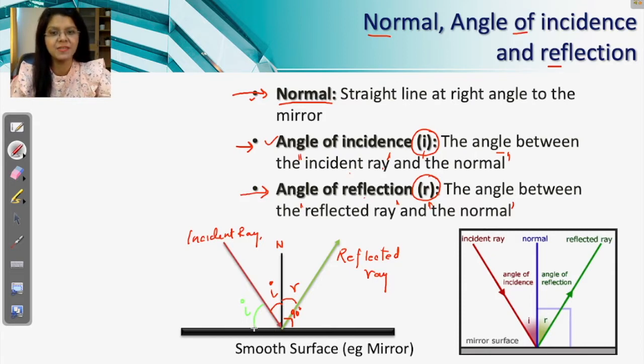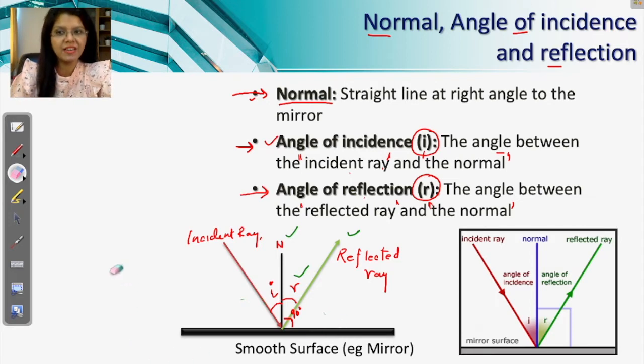Angle of incidence is not between the mirror and the incident ray. It is the angle between the incident ray and the normal. Similarly, the angle of reflection is not here. No, it is wrong. The angle of reflection is between the normal and the reflected ray. This is correct. Please be careful. Many students make this mistake. This is a very tiny kind of error which can be easily remembered and avoided in the examination. Both the angle of incidence and the angle of reflection are measured with the normal, not with the mirror. Please do understand and remember this always.